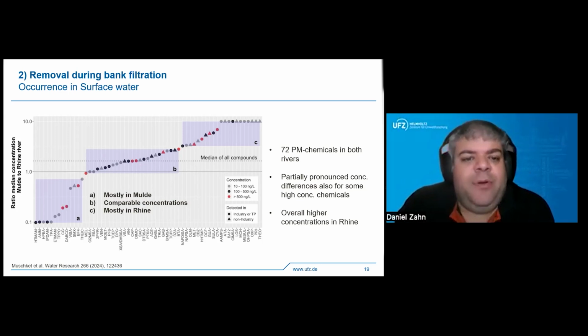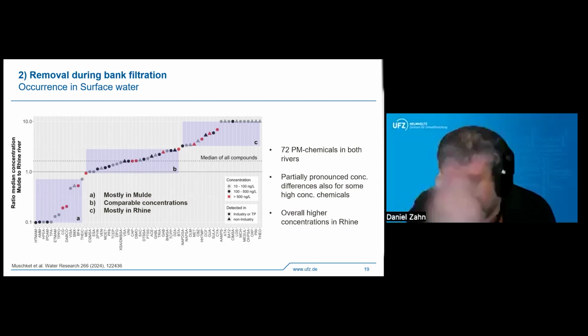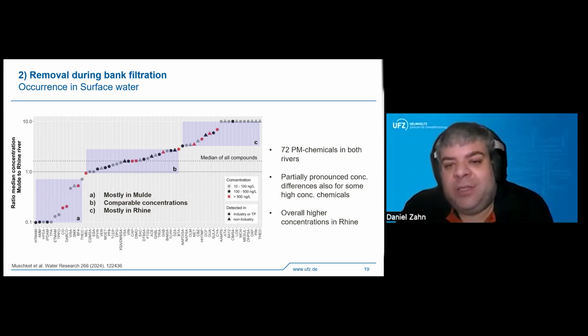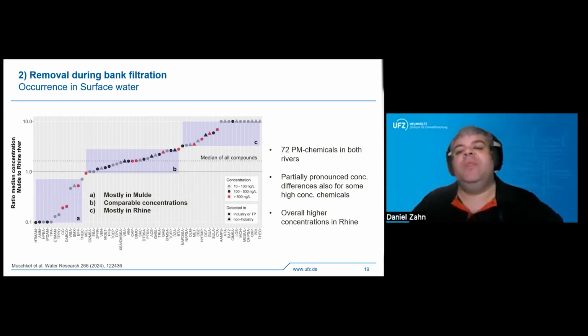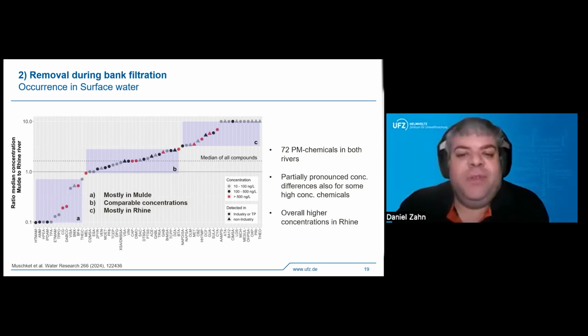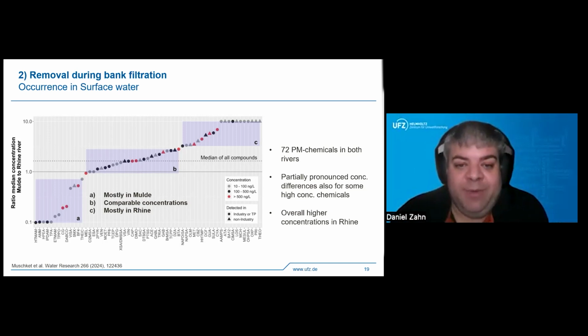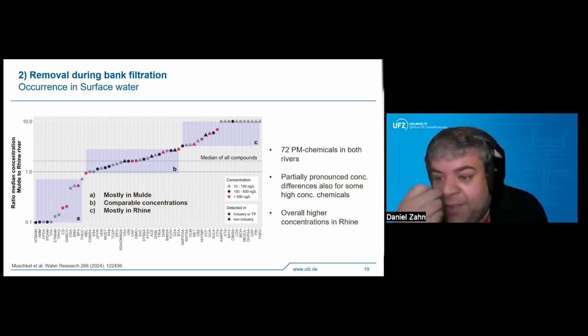We see we have a couple of chemicals which are in this intermediate range, but almost half of our chemicals were either much more present in the River Rhine or much more present in the River Mulde, showing that there can be pronounced local differences in concentrations of these chemicals. And there were a couple of chemicals that were only found in either of the two rivers.